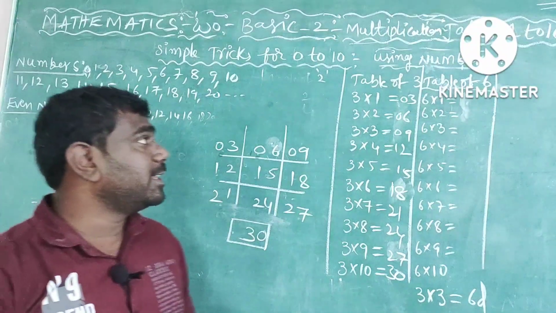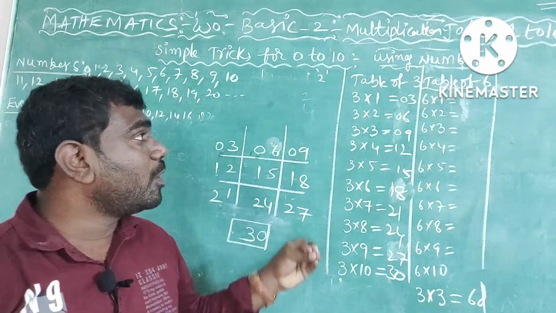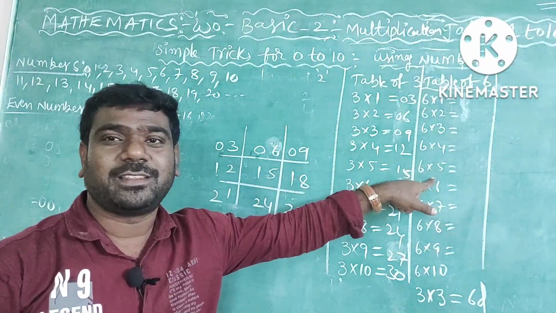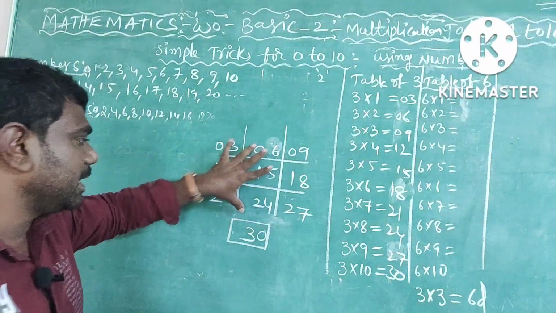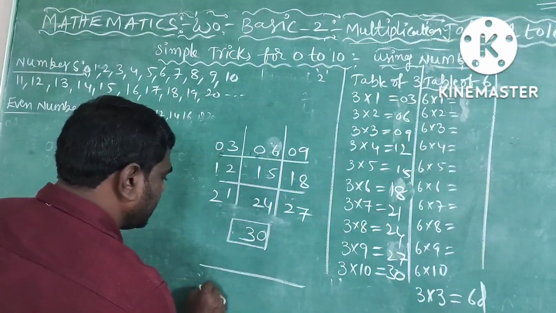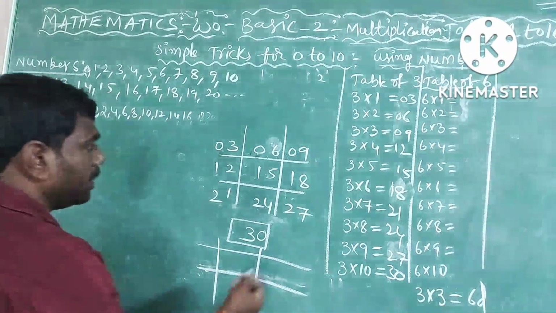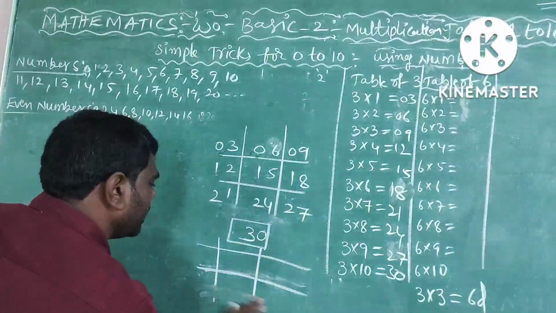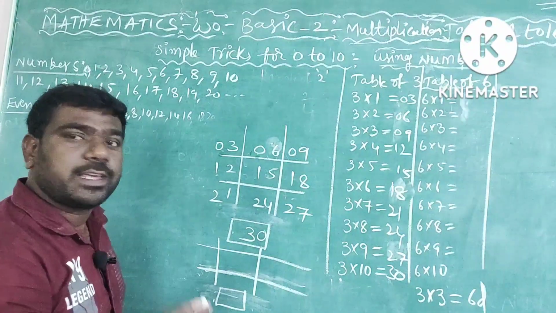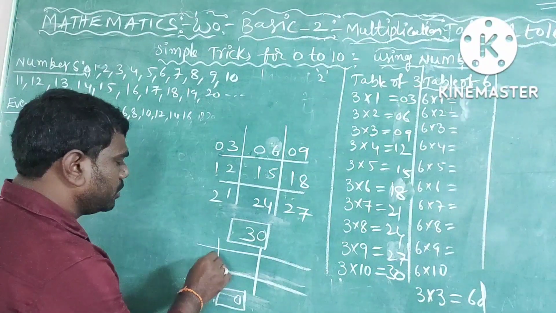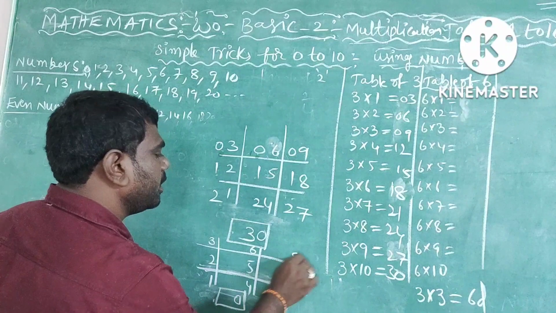Next, I want to write the 6 table. Actually we have a small link between the 3 table and the 6 table. That's why I have written the 6 table here. So what is the link here? The 3 table is already here as it is. One more: take 2 horizontal lines, 2 vertical lines. Now write the 3 table procedure here. What is the 3 table procedure? First we place 0 to 9: 0, 1, 2, 3, 4, 5, 6, 7, 8, 9.